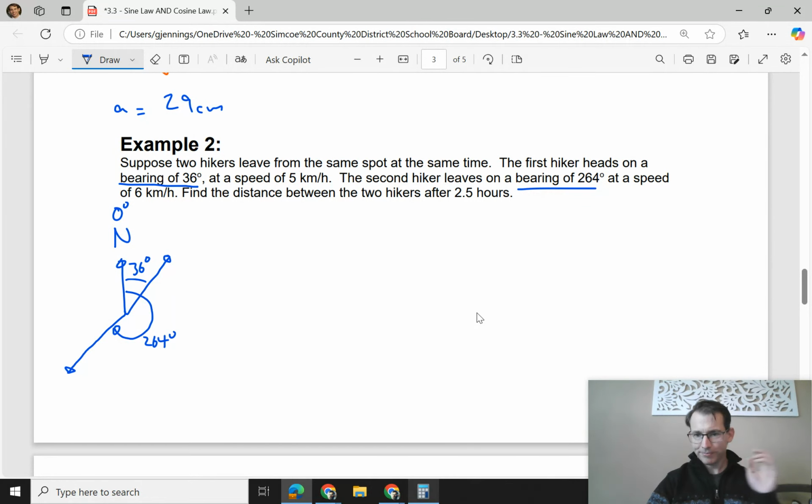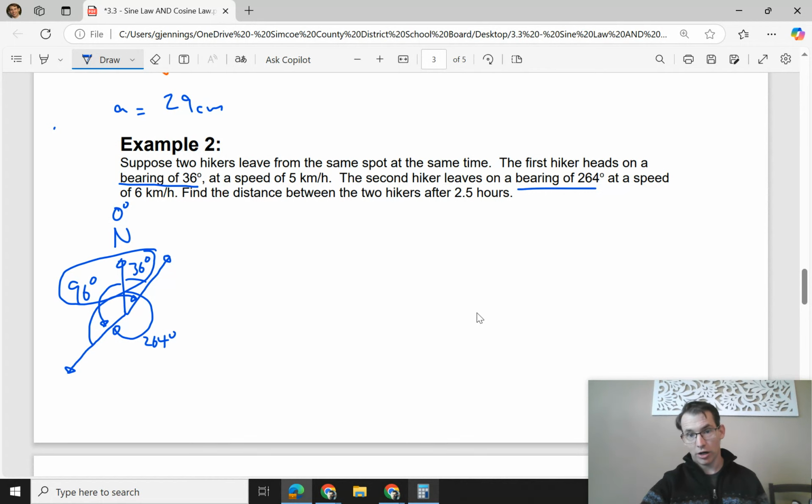All right? Wow. Well, 264, it's very nearly a full turn, but it's not quite a full turn. It happens to be 96 degrees short of a full turn. So we can also mark this one here as 96 degrees. Okay? So that here is going to give us the total angle in between these two bearings.